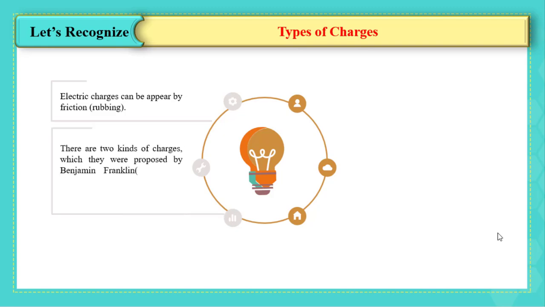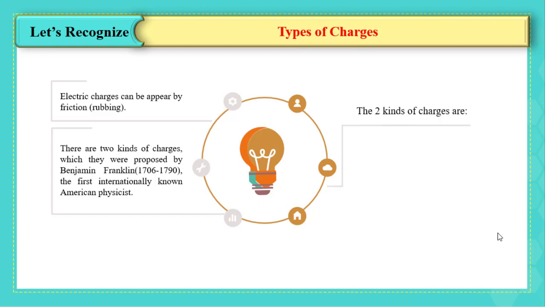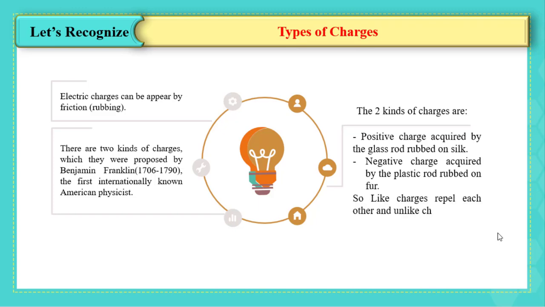There are two kinds of charges, which were proposed by Benjamin Franklin, the first internationally known American physicist. The two kinds of charges are positive charge, acquired by the glass rod rubbed on silk, and negative charge, acquired by the plastic rod rubbed on fur. So like charges repel each other and unlike charges attract each other.